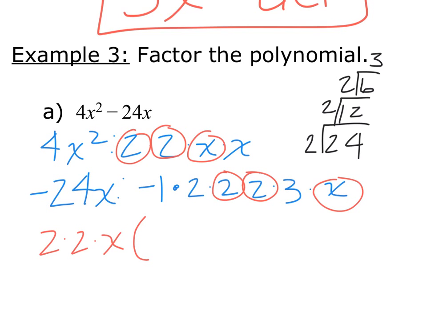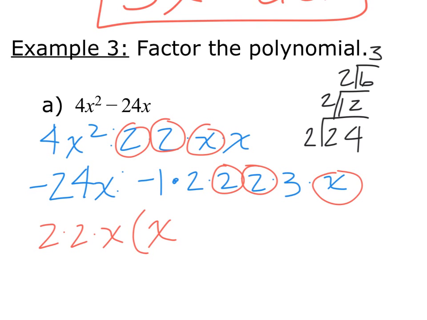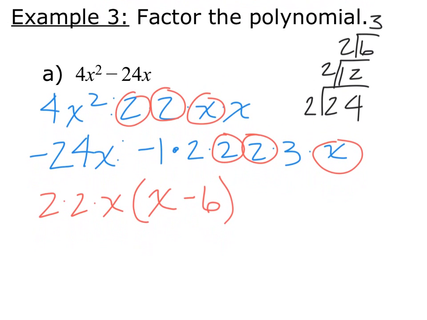And what's left? When I factor, I'm going to write what's left. What's left in that 4x squared? x. And then what's left in that negative 24x? Negative 1 times 2 times 3. What's negative 1 times 2 times 3? Well, negative 1 times 2 is negative 2, and negative 2 times 3 is negative 6. Then I can combine here. What's 2 times 2? 4x times x minus 6.